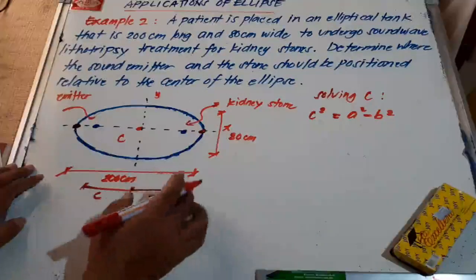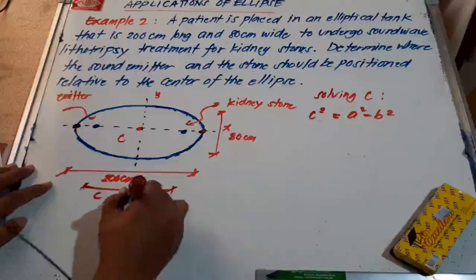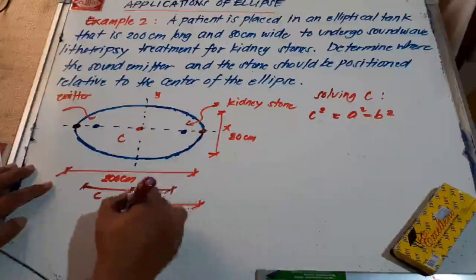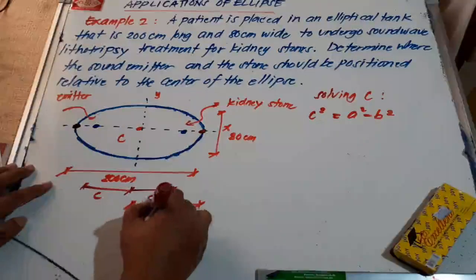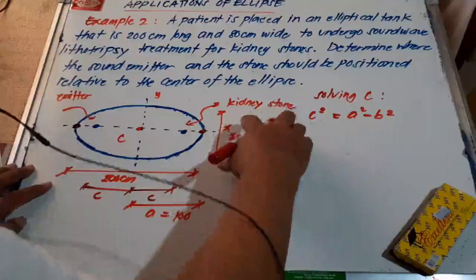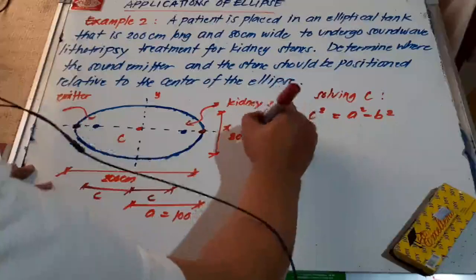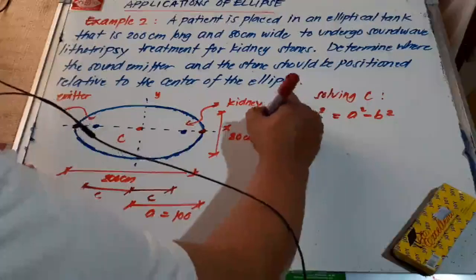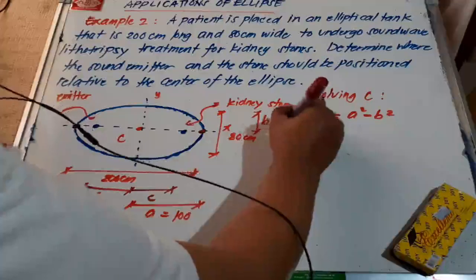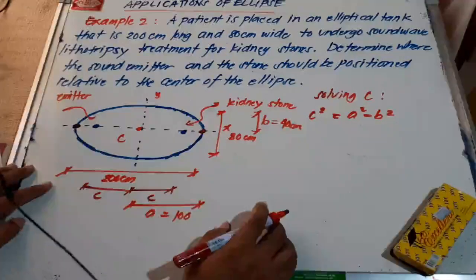From this illustration, 200 centimeter is the length of the major axis. Therefore, half of this is the length of the semi-major axis, and that is the value of A. Also, we know that the length of the minor axis is 80 centimeters. Half of 80 will be the value of B, which is 40 centimeters. At yun na yung ating length of the semi-minor axis.